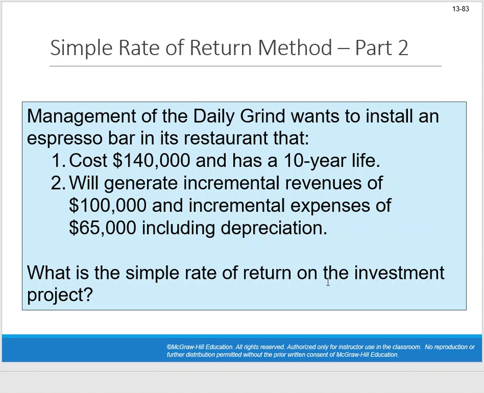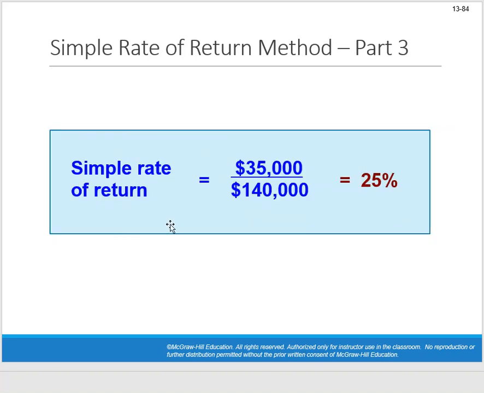So if they want to know what's the simple rate of return, well, our annual incremental net operating income, 100,000 minus 65,000 would be 35,000, and we divide it by 140,000, our initial investment, and we should come up with 25%. So that's our simple rate of return. That's all there is to it.